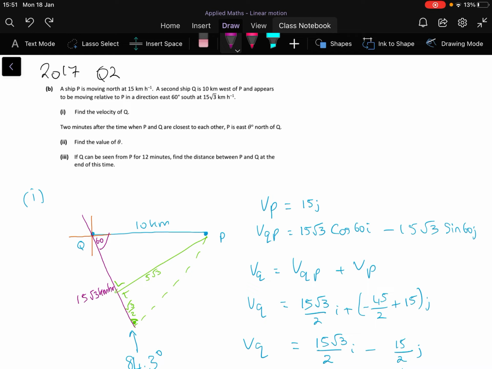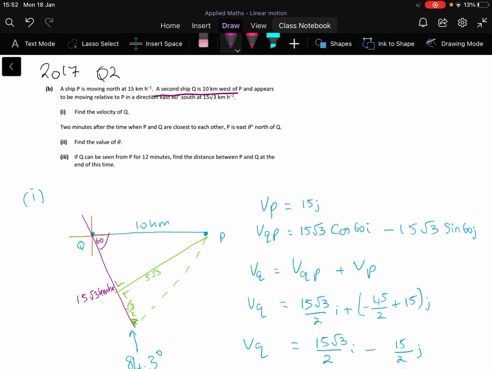So let's look at the first question first of all. Now for these questions here, anytime they're talking about the closest or the shortest distance, that's using the shortest distance idea. You have to draw out the velocity of ship P, the velocity of ship Q relative to P, and then the velocity of Q. And from there you're going to use triangles and only junior cert trigonometry to find the information that they're asking for. So for the first one, it's asking me to find the velocity of Q. So the first thing I'm going to look at is the velocity of P. Now when I'm drawing out this diagram here, it tells me a second ship Q is 10 kilometers west of P.